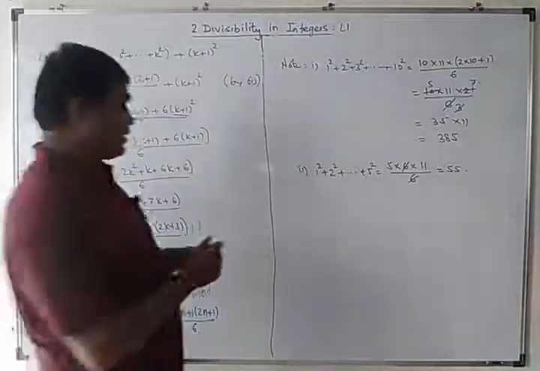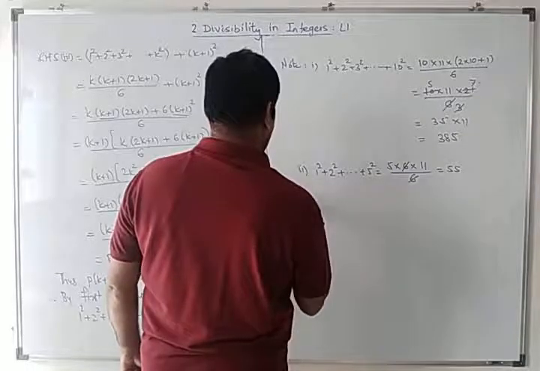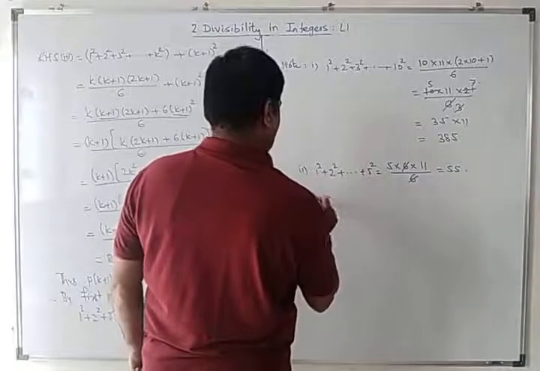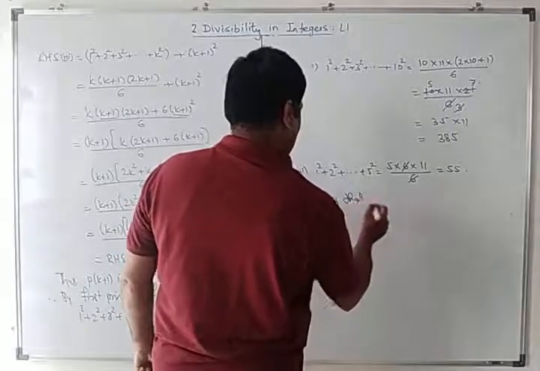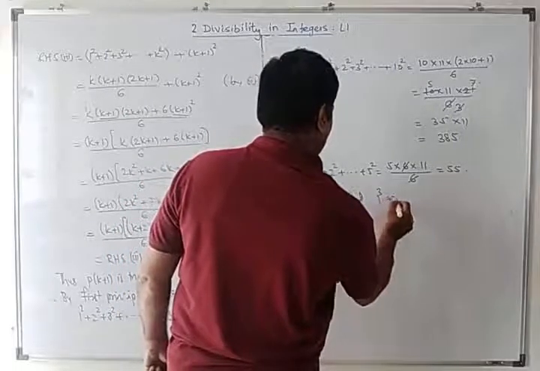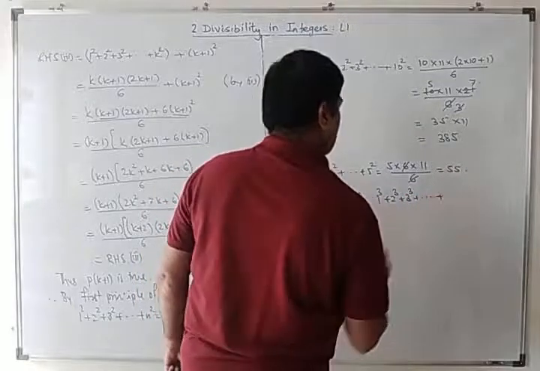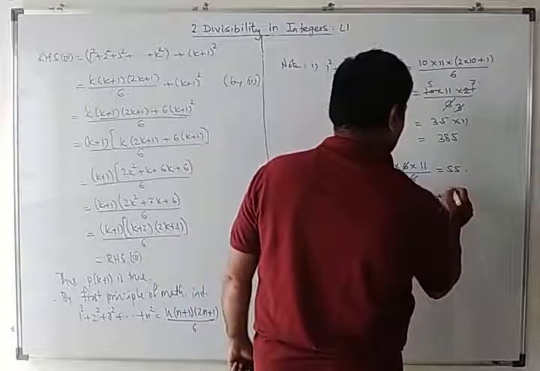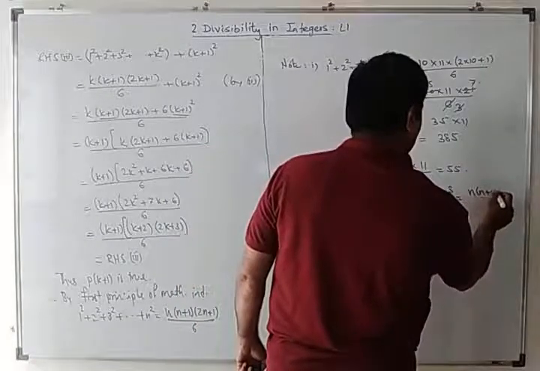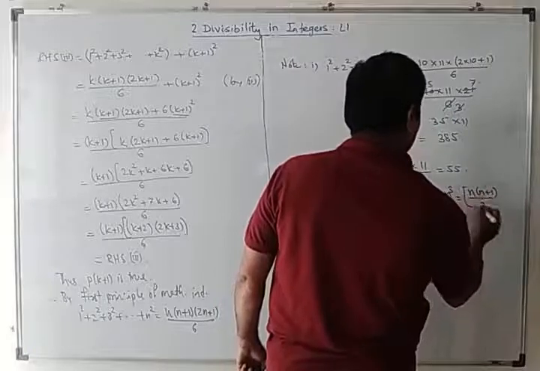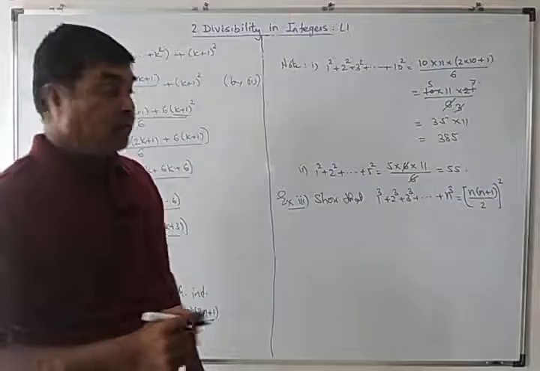So I am giving one exercise. Show that 1 cube plus 2 cube plus 3 cube plus dot dot up to n cube is equal to n into n plus 1 by 2 bracket square for every n belongs to N.